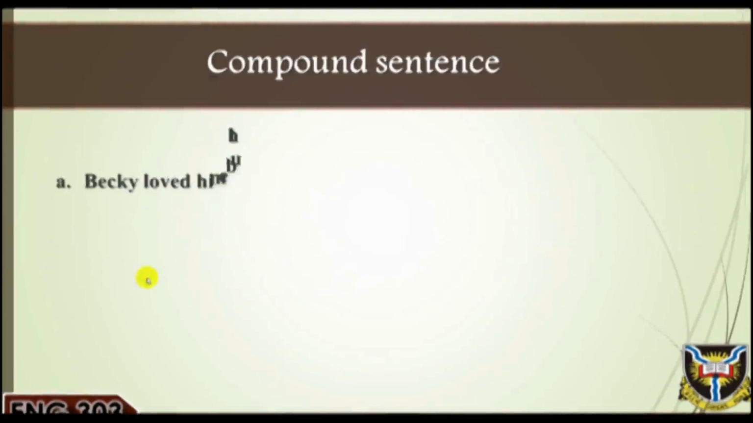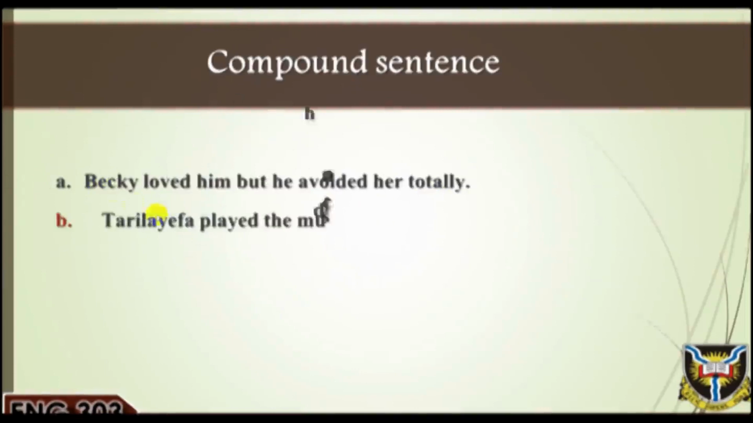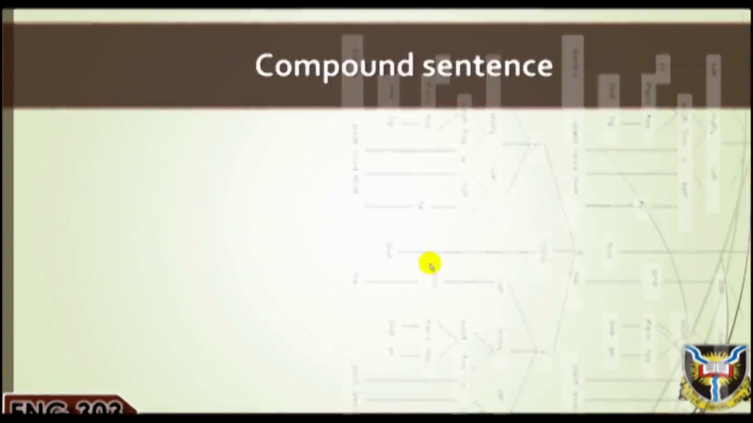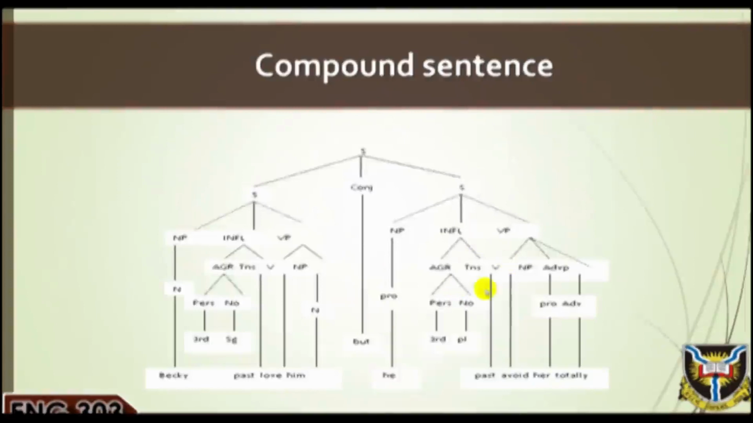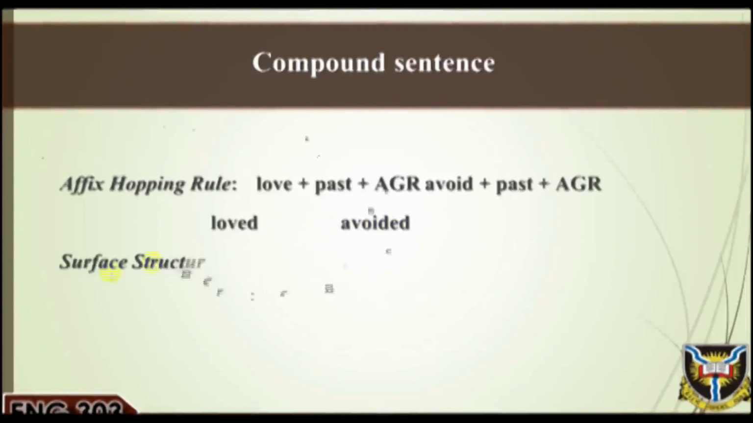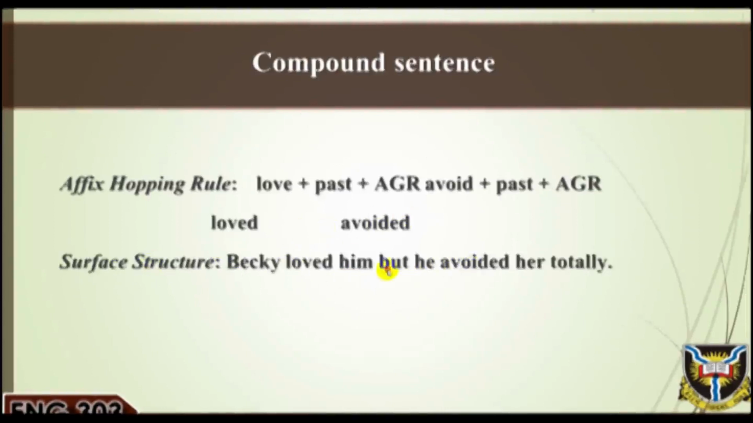3. A. Becky loved him, but he avoided her totally. B. Tari Lafeya played the music and her friends danced. C. Aduke called me, so I answered her. Surface structure. Becky loved him, but he avoided her totally. Surface structure. Aduke called me, so I answered her.